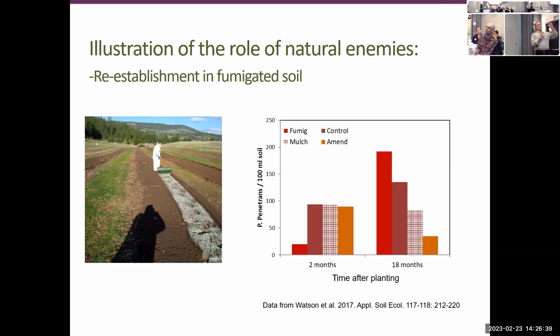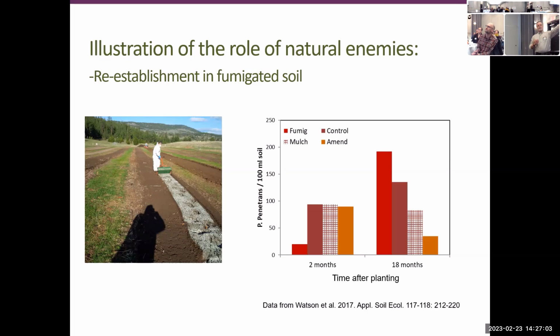This experiment was a cherry replant experiment that we were working on. Prior to planting the trees, we fumigated the soil. We had controls, so we didn't do anything. We fumigated the soil, which would be a sort of conventional replant management practice. We applied a compost. And then the fourth treatment was, right as the trees were planted, we applied a bark mulch to the top of it.